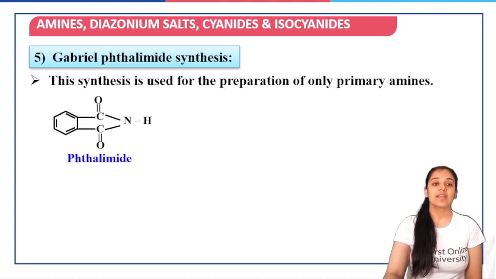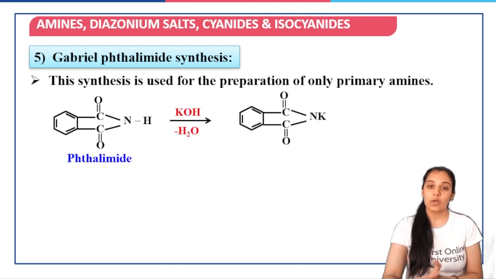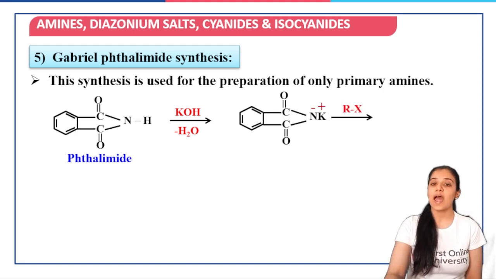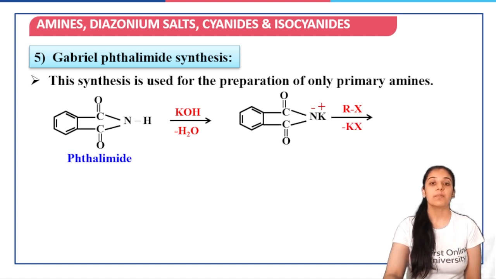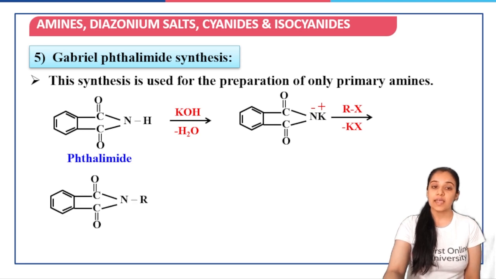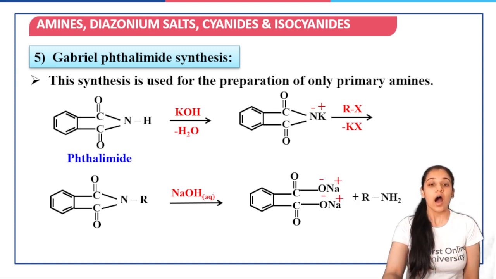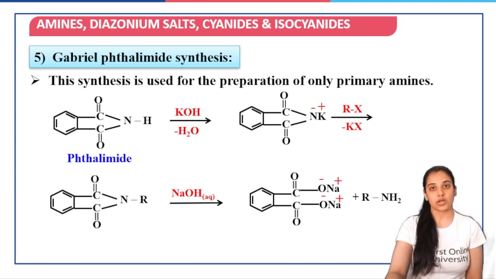So if we have phthalimide and we react it with KOH, water leaves, and what we get is the potassium salt of it. Now, when we add RX to it, since nitrogen is the negative part, it is going to take up the positive part, that is R, and KX will leave. So what we get is this, and now treatment with NaOH will give this dicarboxylic acid salt as a different product, and what we get is RNH2 as a separate product.